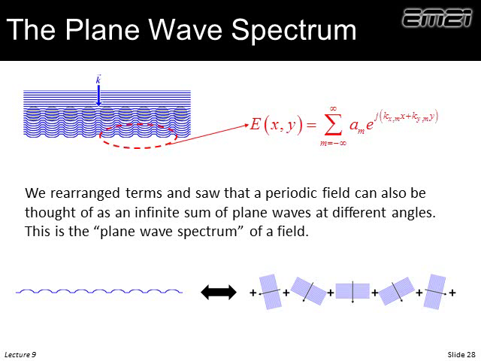So here's our plane wave spectrum. The field travels through something that's periodic, and takes on the same periodicity as the structure that it's in. The field's now periodic. It expands into a Fourier series. Each term in the Fourier series becomes its own plane wave. And so any time we have a periodic field, we can think of it as the sum of a bunch of plane waves at different angles. So that's the plane wave spectrum.